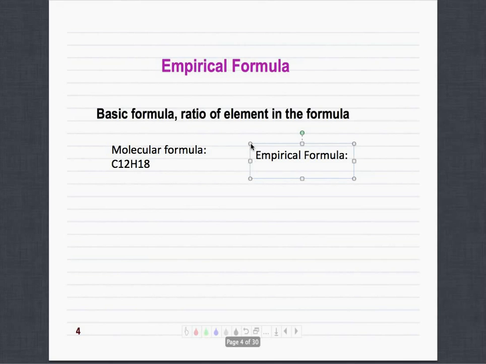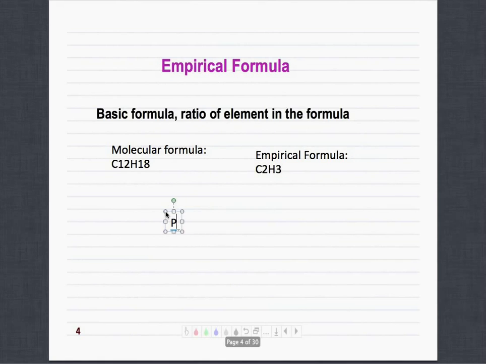Now, if the compound consists only of carbon and hydrogen, my result is going to come back to me as only percentage of carbon and hydrogen. If it is sulfur and oxygen, it's going to be percentage of sulfur and percentage of oxygen. From there, I'm going to do some calculation to find the empirical formula. That's what we call the experimental formula, or empirical one.